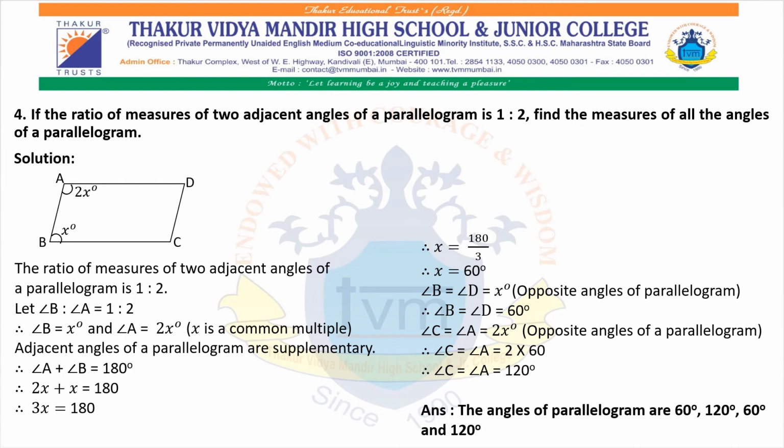Therefore, angle C is equal to angle A is equal to 2 into 60, is equal to 120 degrees. So the angles of the parallelogram are 60 degrees, 120 degrees, 60 degrees and 120 degrees.